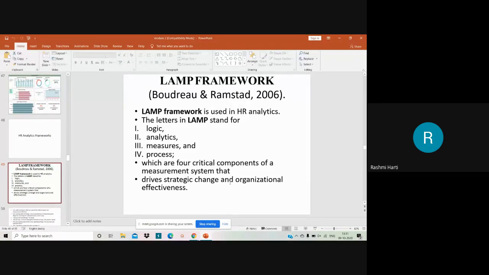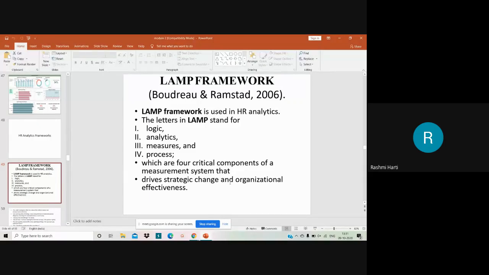This particular LAMP framework was given by Boudreau and Ramstad in 2006. The LAMP framework is used in HR analytics. The letters LAMP stand for logic, analytics, measures, and process. These are the four critical components of the measurement system used in analytics, which drives strategic change and organizational effectiveness. So please understand: LAMP, in the sense logic, analytics, measures, and process.